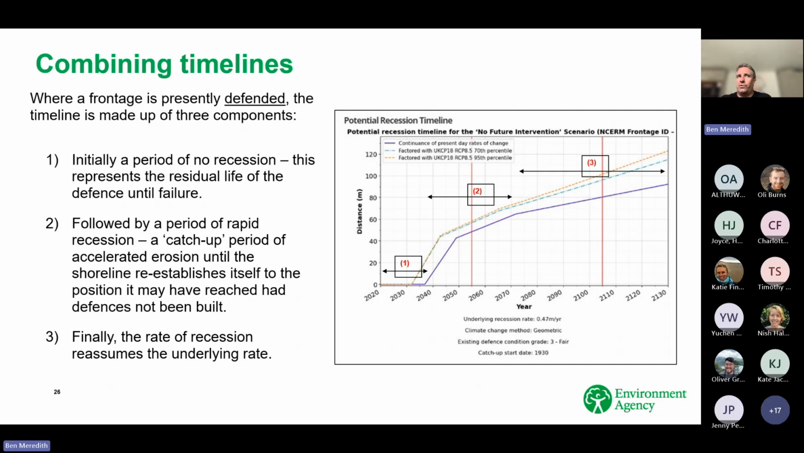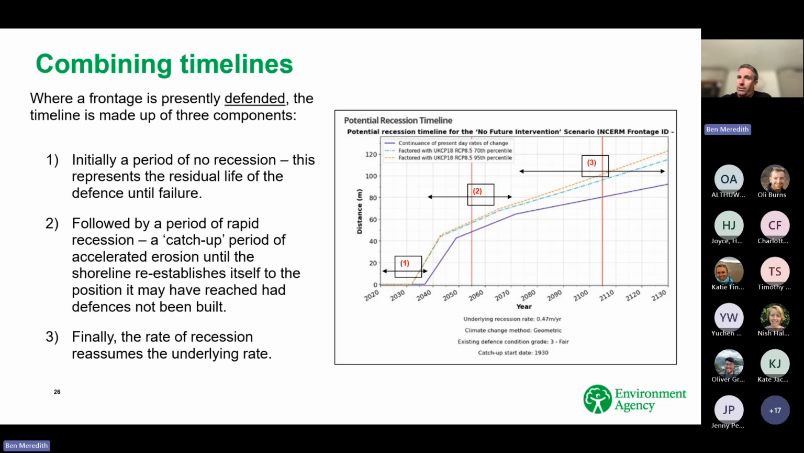For a simple example, though, let's take a frontage which is presently defended, and we're going to use our no future intervention modelling scenario where no maintenance or replacement is carried out for that defence. So as you can see, there is a period of no recession at the start of the timeline where the defence is in place and it's performing its role. Failure then happens and the erosion catch-up process kicks in with accelerated erosion until the shoreline re-establishes a more natural behaviour where the underlying recession rate then applies.